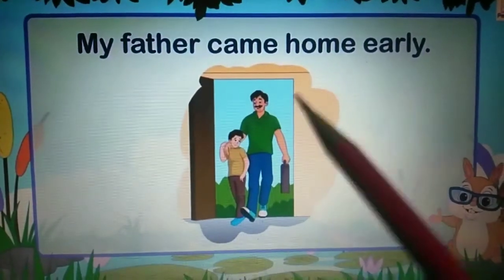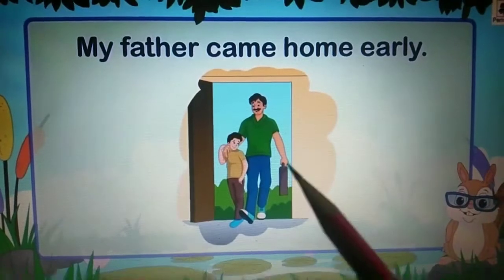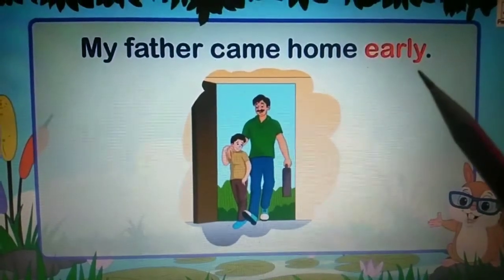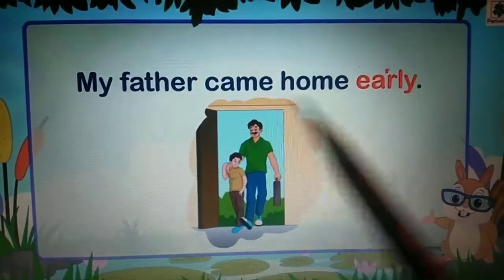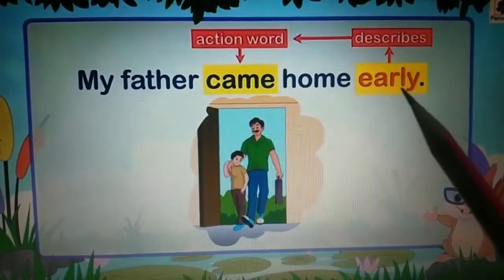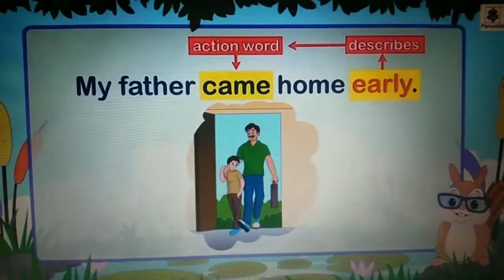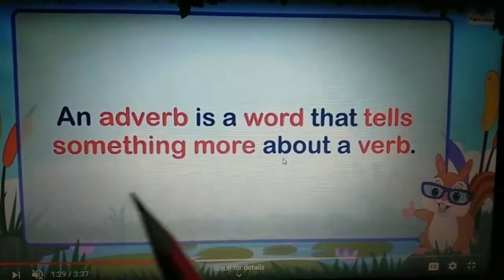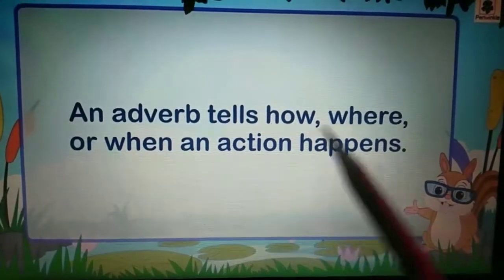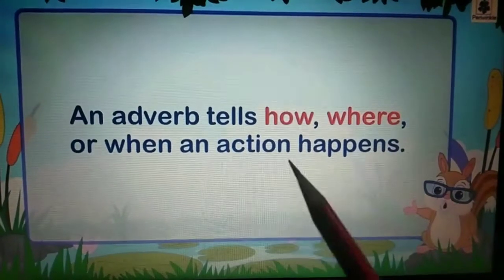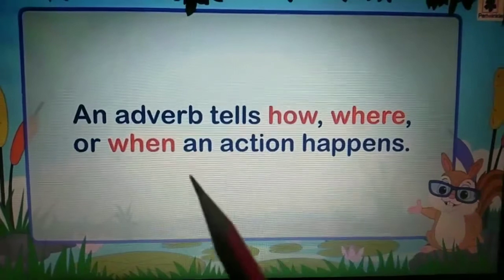My father came home early. When did my father come home? Early. As you can see, early is describing came, which is an action word, and early is an adverb. An adverb is a word that tells something more about a verb. An adverb tells how, where, or when an action happens.